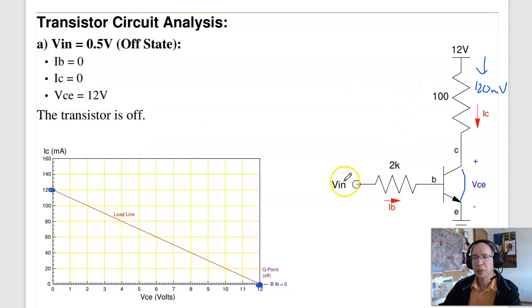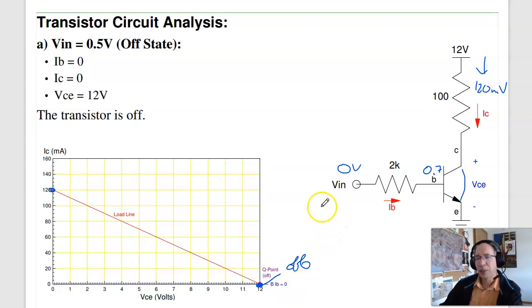Now suppose Vin equals 0 volts. I've got 0 volts right here. That has 0 current going through the base. Going to need at least 0.7 volts to turn on a diode. 0 milliamps times beta gives you 0. I'm in the off state. I'm right here.